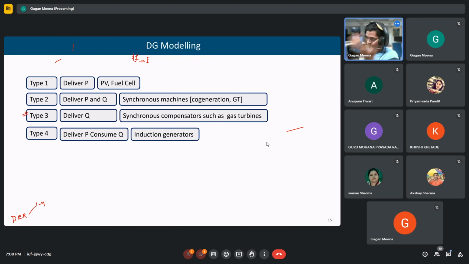Why does it consume? Can it not operate without consuming any Q? A leading power factor is also a problem, sir. It also draws more current. The winding of induction generators will consume Q, no? Yes, that is correct. Not just the winding.